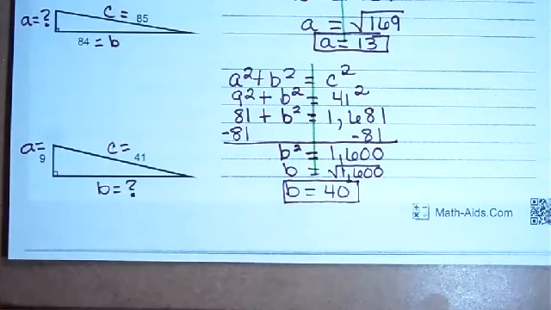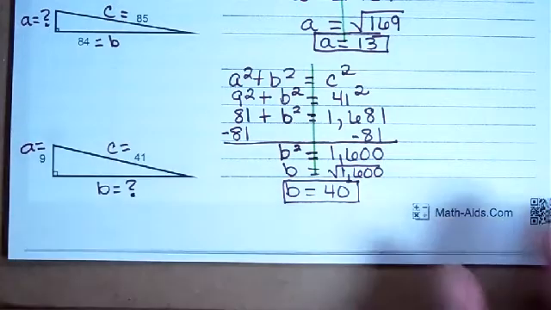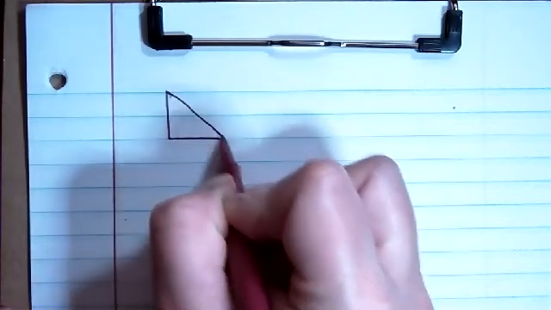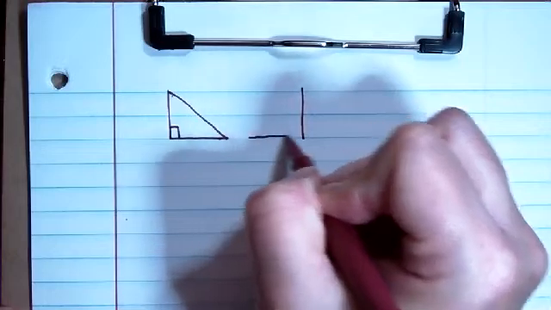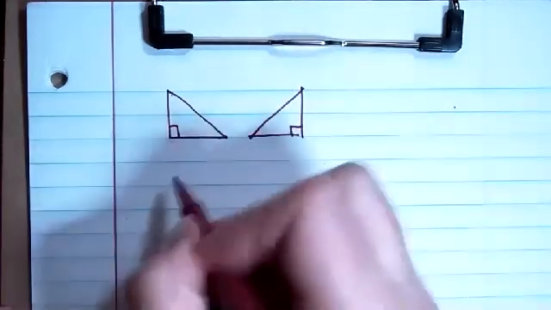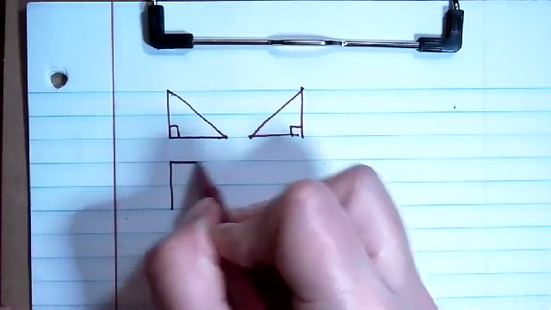Every example that you work, when they tell you one leg and one hypotenuse, will be worked just like these examples. Now, I do want to make a quick reminder. Not all of your triangles are going to be facing the same way. Remember, we talked about this before. There are different ways they can orient, rotate, reflect, turn around your right triangles.